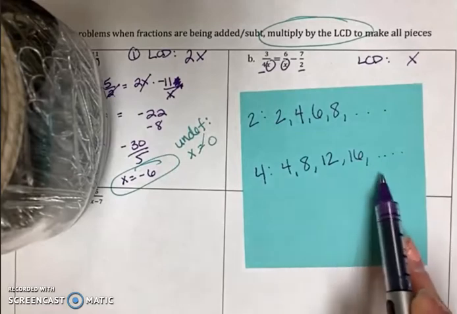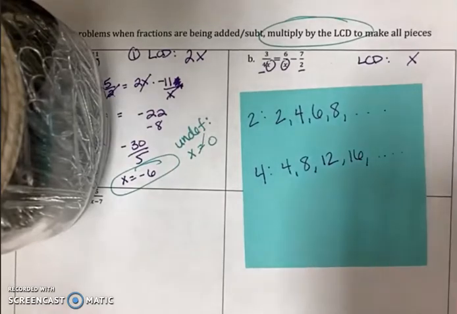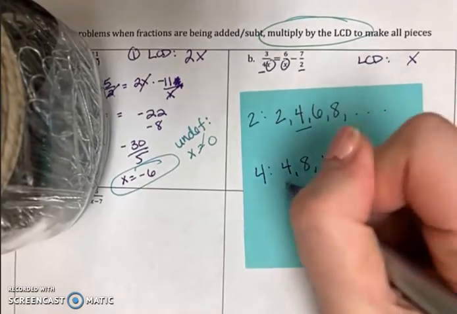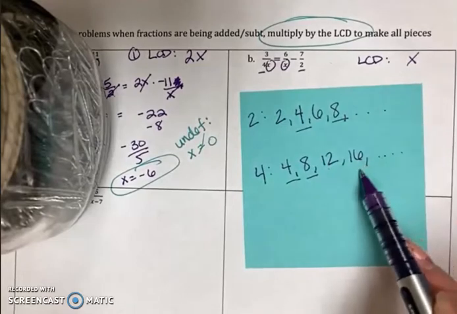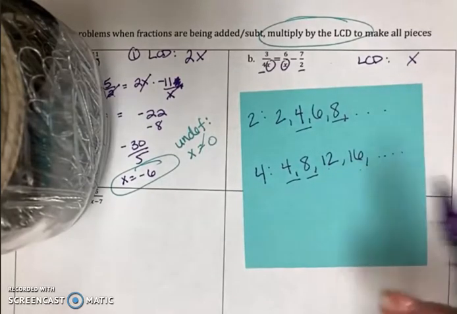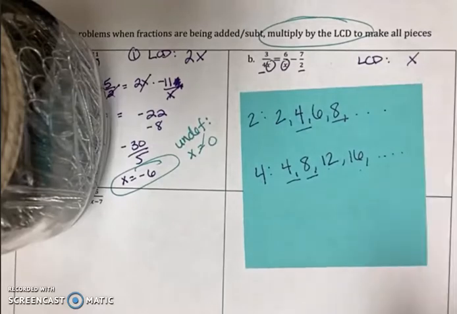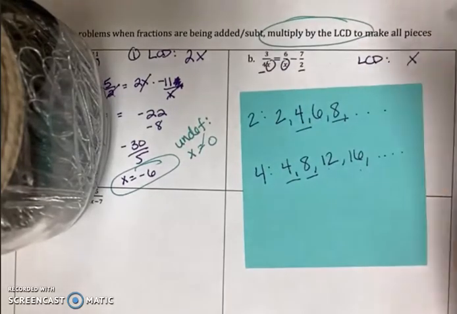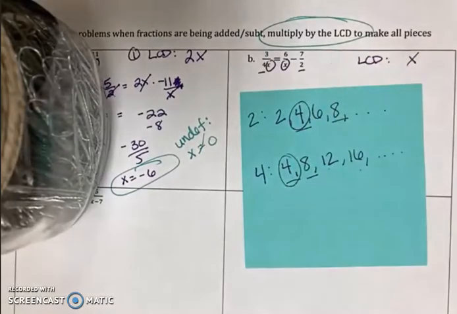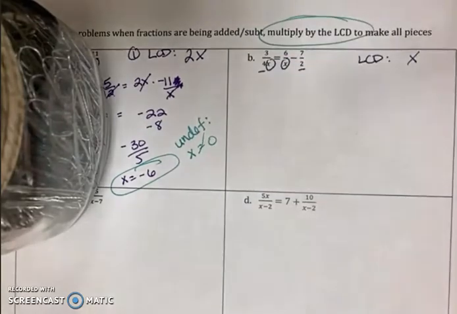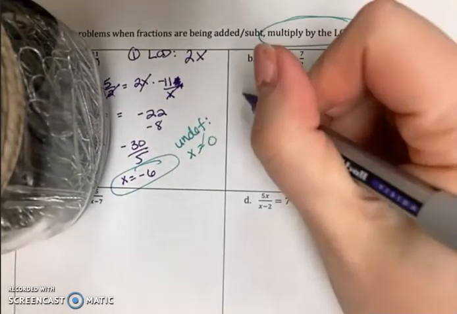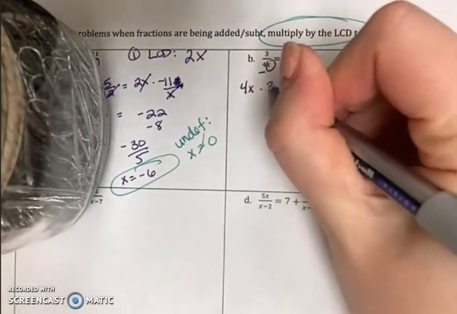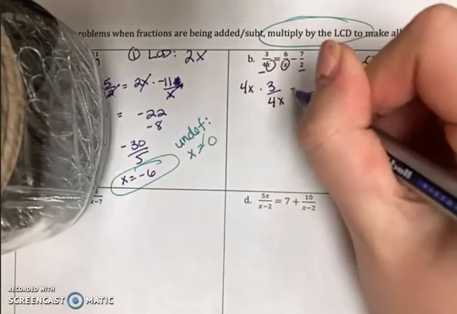These are the multiples that we're looking at. Now you may see that, oh, hey, they both have a 4. They both have an 8. In fact, they're both going to have a 12. They're both going to have a 16. But even with all these similarities, I want to use the least common multiple. So the smallest number that they have in common is 4. That means I need to use a 4 in the least common denominator. So I'm multiplying each term by 4x.